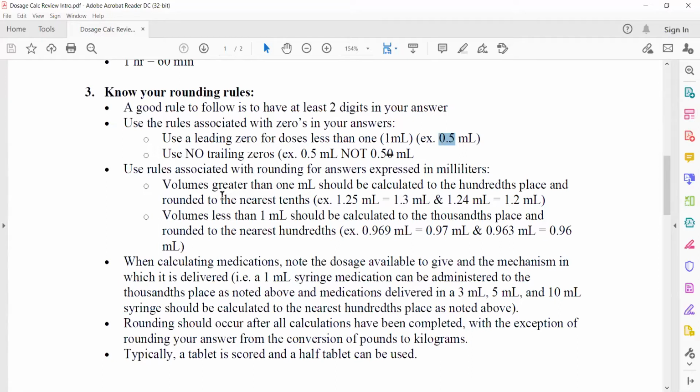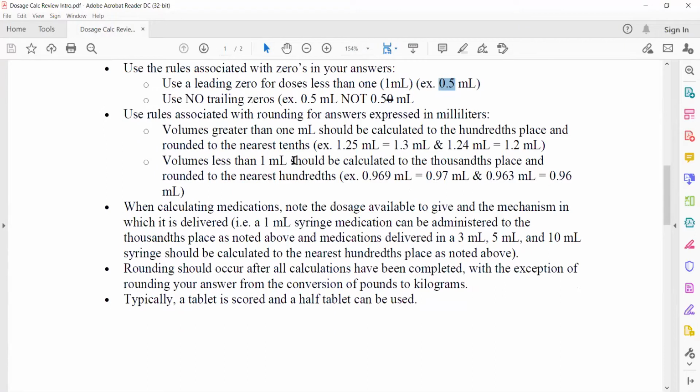Rounding is important, and rounding is going to occur if it's a number greater than 1. So 1 point anything, you're going to round to the 10th. The 2 here is in the 10th place, so a 5 would round this up to 1.3. If this were 1.24, again, I'm rounding to the 10th place, which means I look at the 100th place, which is the 4. 4 is less than 5, so we leave it at 1.2.